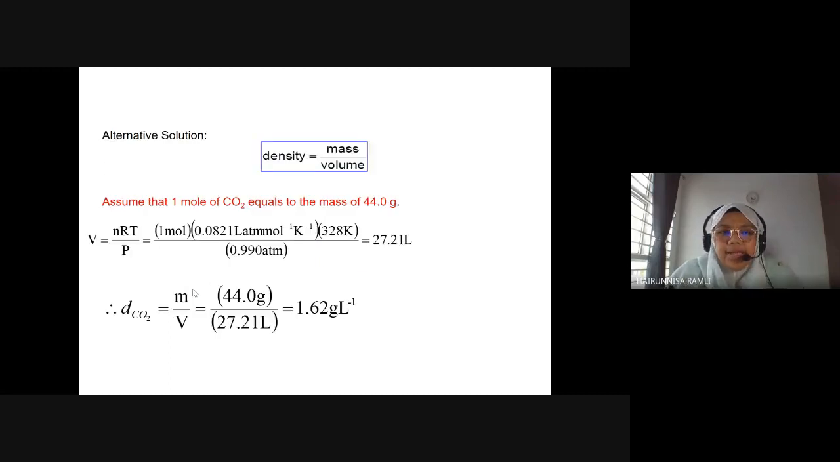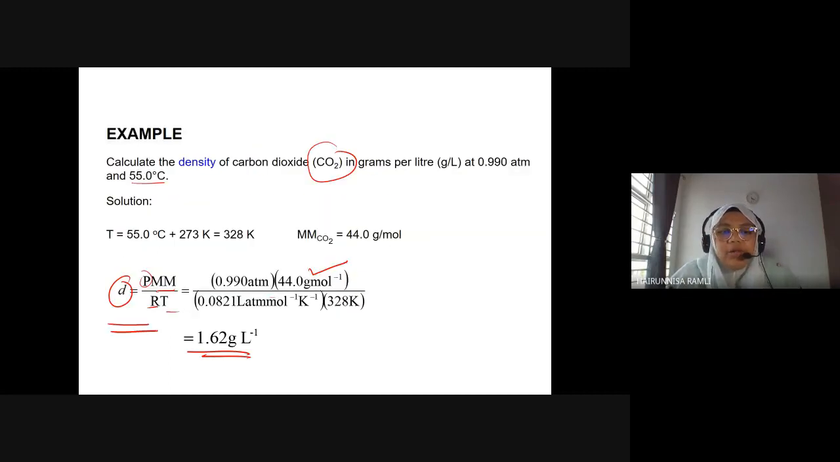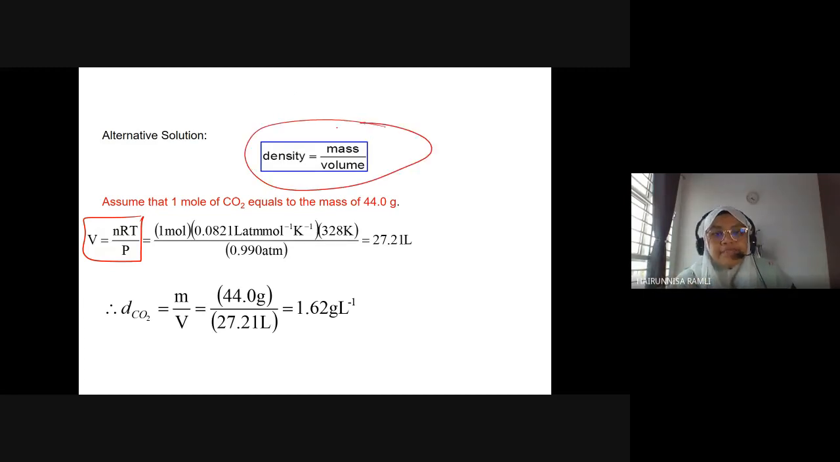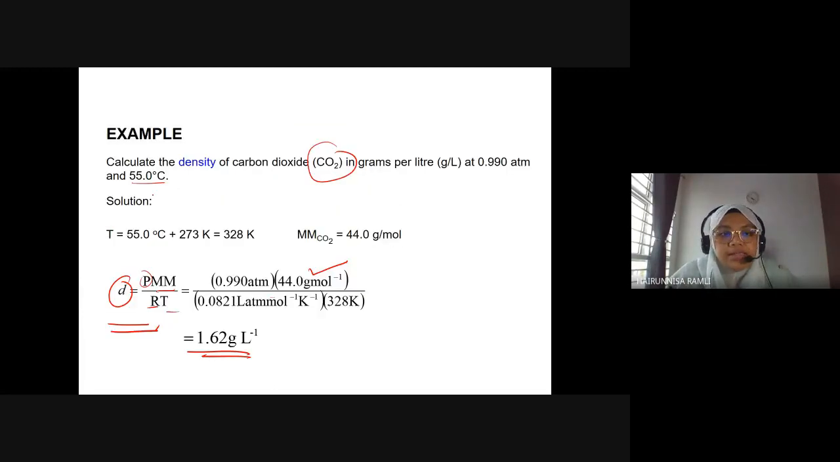Okay, and let's say, how is this, I don't remember the formula. Never mind, you can always use PV and RT, as long as you know what the formula for density actually is. The formula is mass over volume. So here V equals to NRT over P. First you find the volume. You put in the values. Now, mole is not given. If you look here, there is no mention of mole.